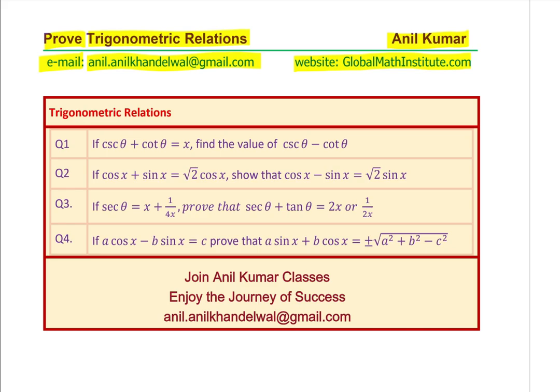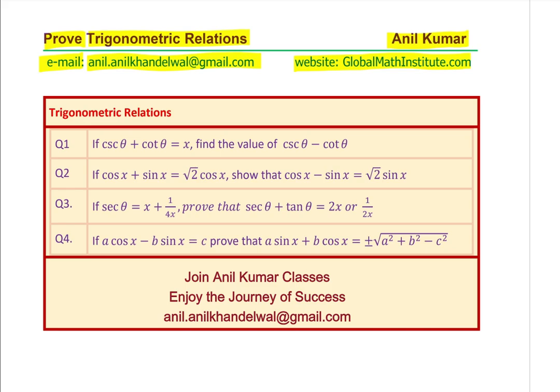Question 3. Secant theta equals x plus 1 over 4x. Prove that secant theta plus tangent theta is 2x or 1 over 2x. Question number 4. If a cos x minus b sin x equals c, prove that a sin x plus b cos x equals plus minus square root a square plus b square minus c square.